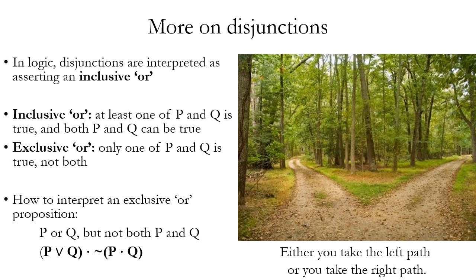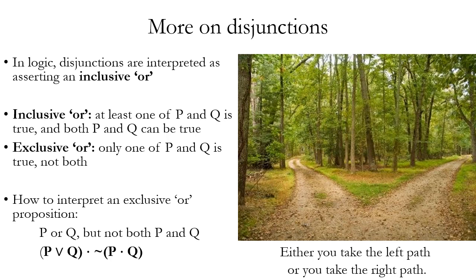Unless perhaps you're a quantum particle, once you take the left path, you cannot simultaneously take the right path. So one of those paths is the one you take and not the other. One of those propositions is true, the other is false. Another example, if you have the sandwich, you can have either a soup or a salad as a side.